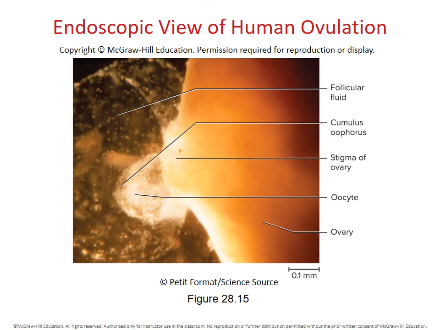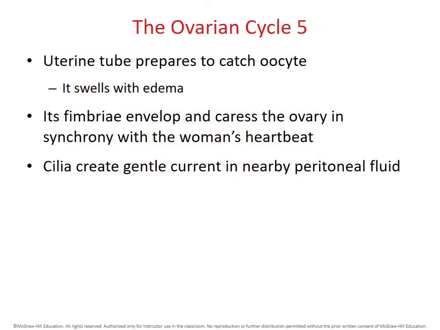Here we see a photograph of the stigma, the nipple-like protrusion containing the secondary oocyte, protruding from the wall of the ovary just before ovulation. Again, the uterine tube is what normally should catch the oocyte and begin to carry that egg towards the uterus.